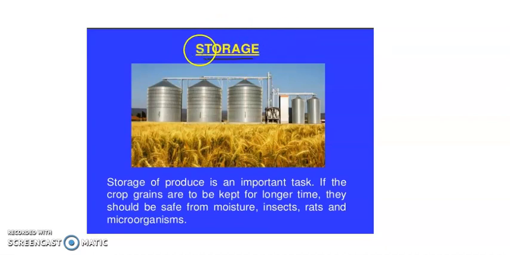The main problem is that this grain should be in good condition for consuming it. It should not contain moisture, and it should not be affected by rats, insects, or microorganisms. So due to this reason, storage is one of the important parts of grain production. Now let's see where these grains are stored.